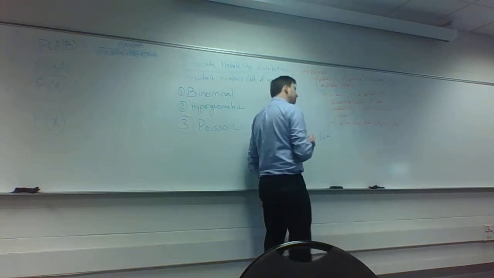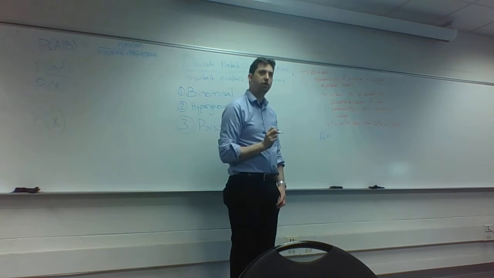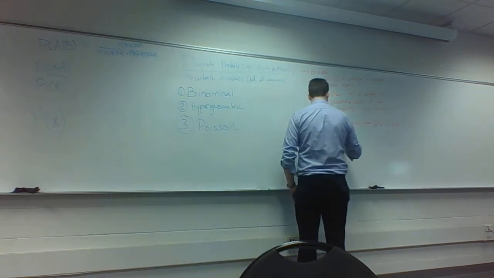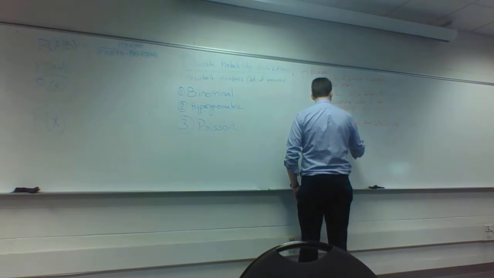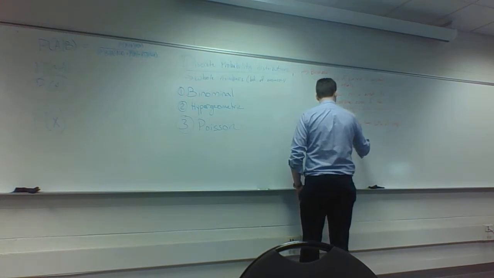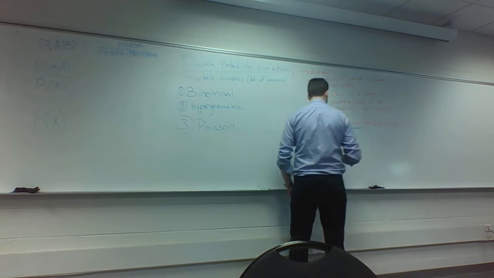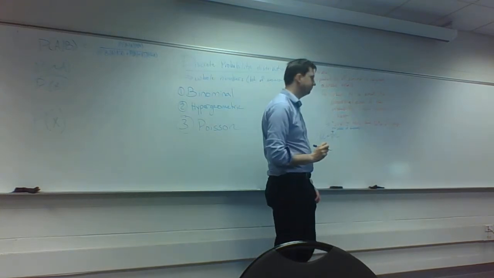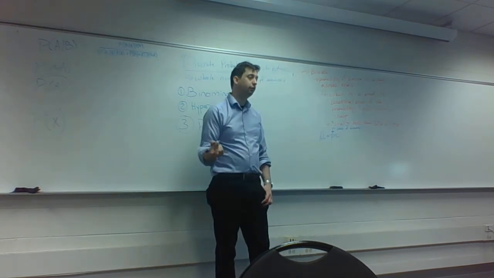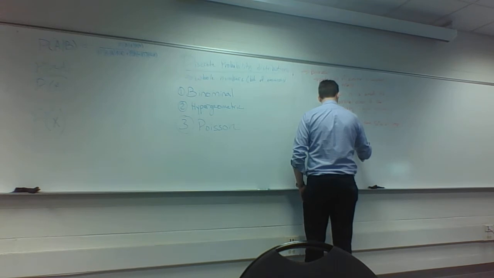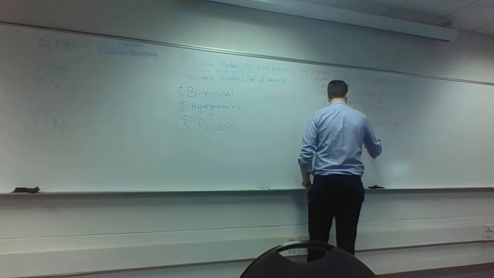The average number of successes is pretty straightforward. It's just P, which is the probability of success, times n, which is, of course, our number of trials, or our sample size.